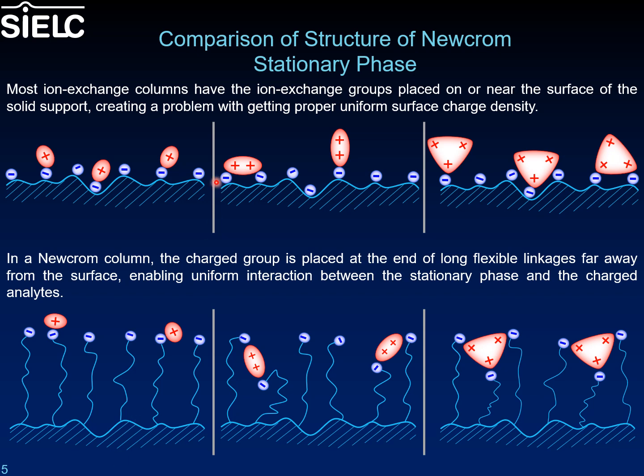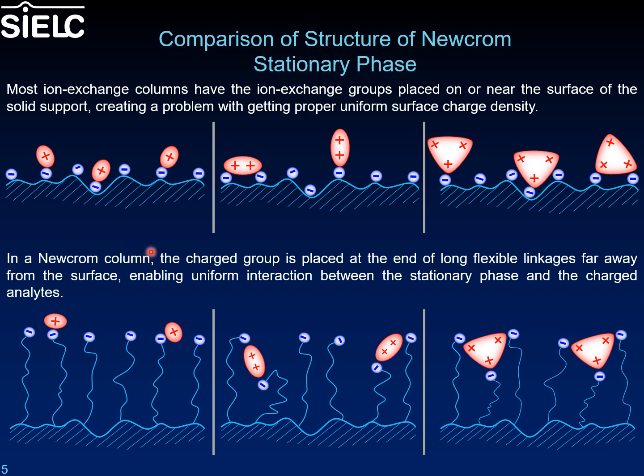And the reason for the location of the charge being important is shown here. Most ion exchange columns have the ion exchange groups placed directly or near the surface of the solid support. And this ends up creating a problem with getting uniform distribution of charge along the surface area. This problem does not really exist with singly charged analytes. But when one begins having doubly or triply charged analytes, the degree of uniformity of charge is not the same. Some analytes might be held uniformly, while others might be held only at a single charged site.